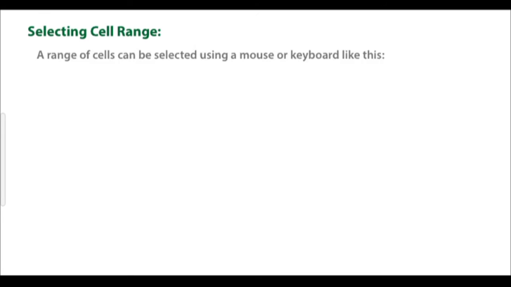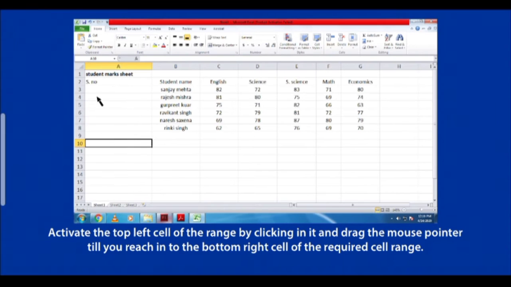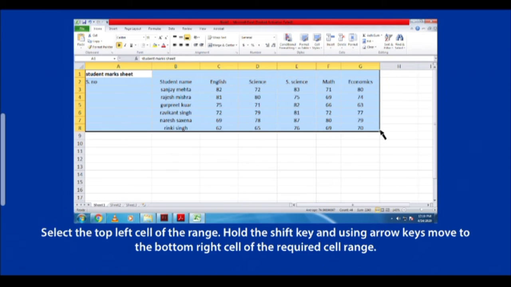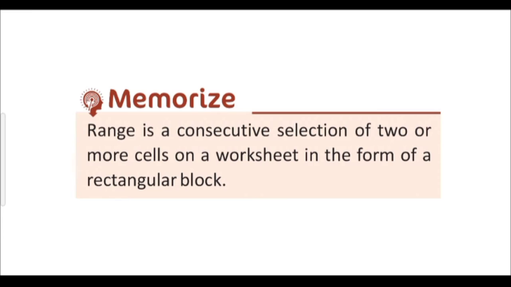Selecting a cell range. A range of cells can be selected using a mouse or keyboard like this. Activate the top left cell of the range by clicking in it and drag the mouse pointer till you reach the bottom right cell of the required cell range. Or select the top left cell of the range, hold the Shift key and, using the arrow keys, move to the bottom right cell of the required cell range.